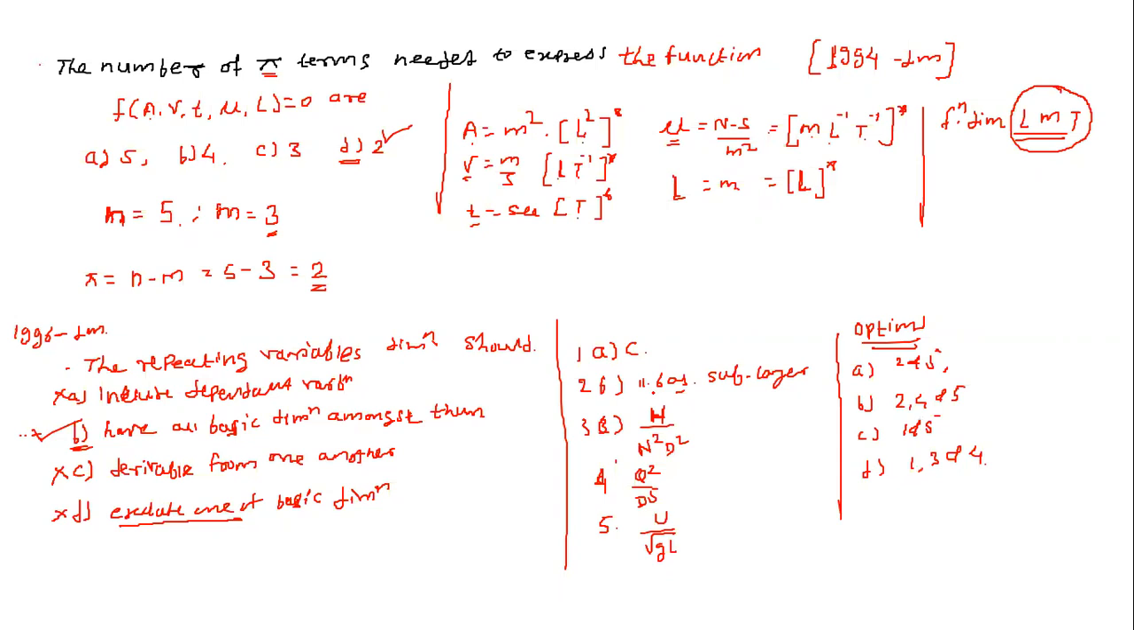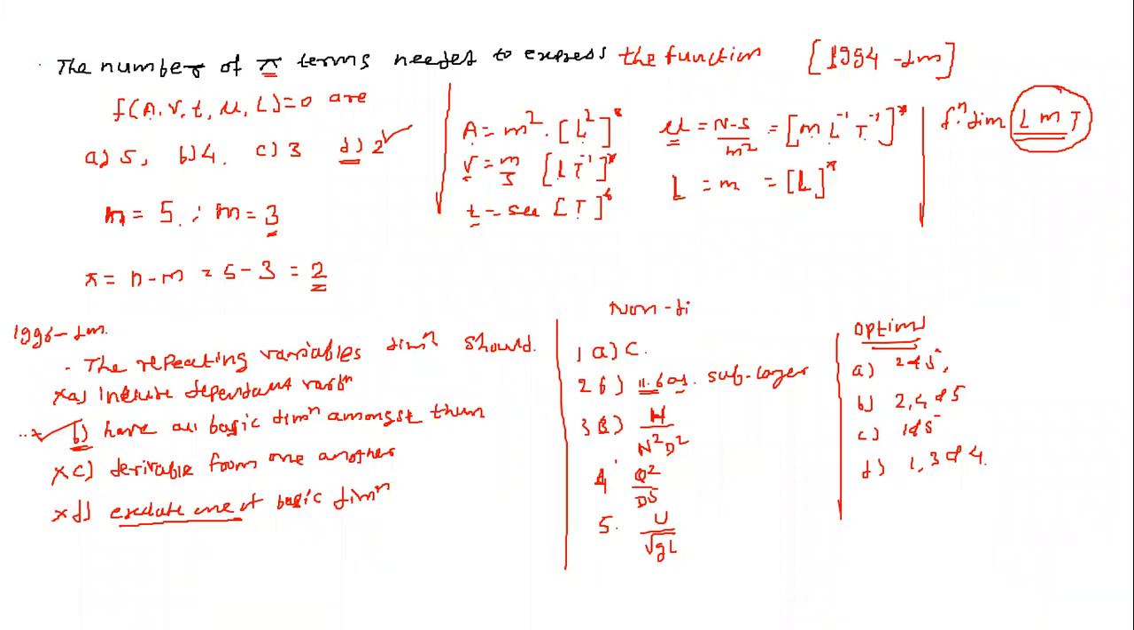First one is Chezy's constant. Second one is 11.6 as a measure of the sublayer, 11.6 is a number. Third one is h by n square d square, employed in comparing performance of the pumps. Fourth one is Q square by d raised to 5, employed in computations in pipe networks. And the last one is u by root gl, used in estimating wave making drag. Out of that we have to select the non-dimensional groups. The options are 2 and 5, 2, 4, 5, 1 and 5, 1, 3 and 4. So which option is the correct one?